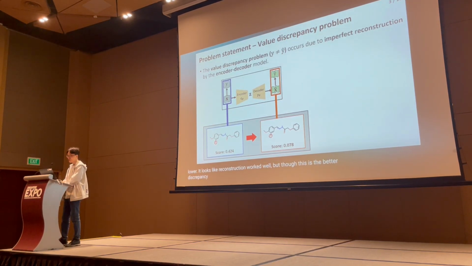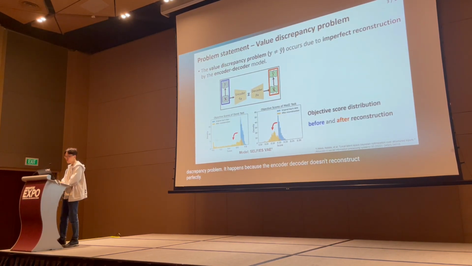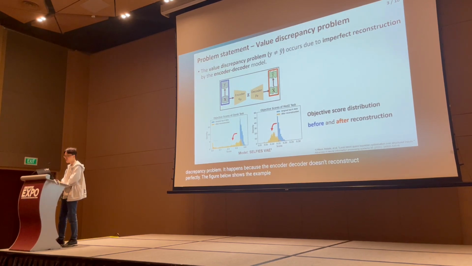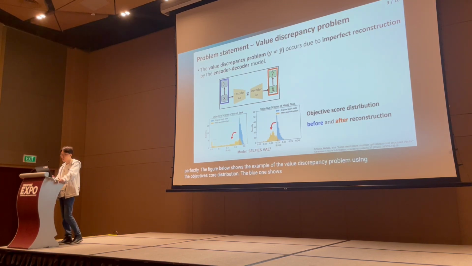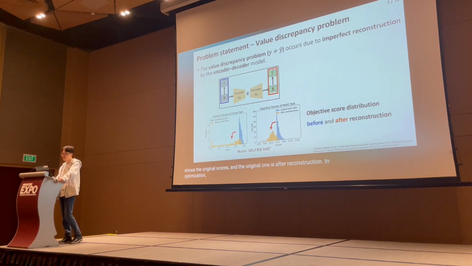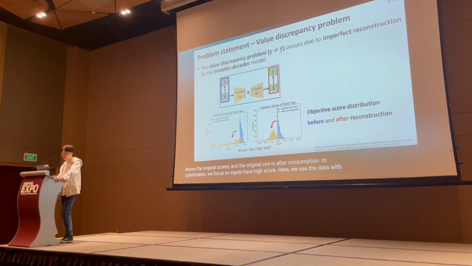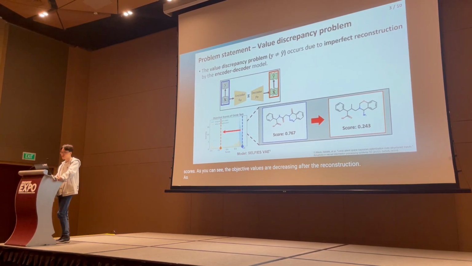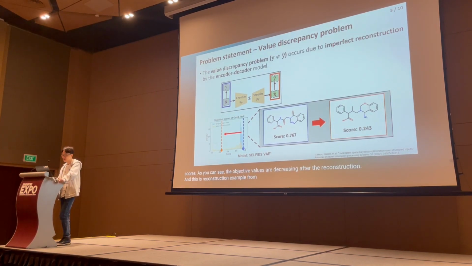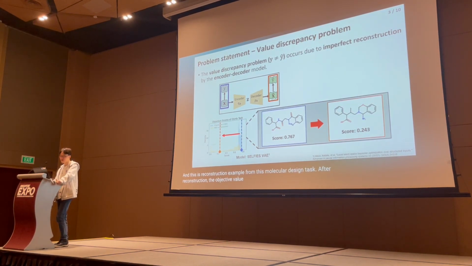It happens because the encoder-decoder doesn't reconstruct perfectly. The figure below shows an example of the value discrepancy problem using the objective score distribution. The blue one shows the original scores, and the other one is after reconstruction. In optimization, we focus on inputs that have high scores, so here we use the data with high scores. As you can see, the objective values decrease after the reconstruction. And this is a reconstruction example from a molecular design task. After reconstruction, the objective value is significantly decreased.